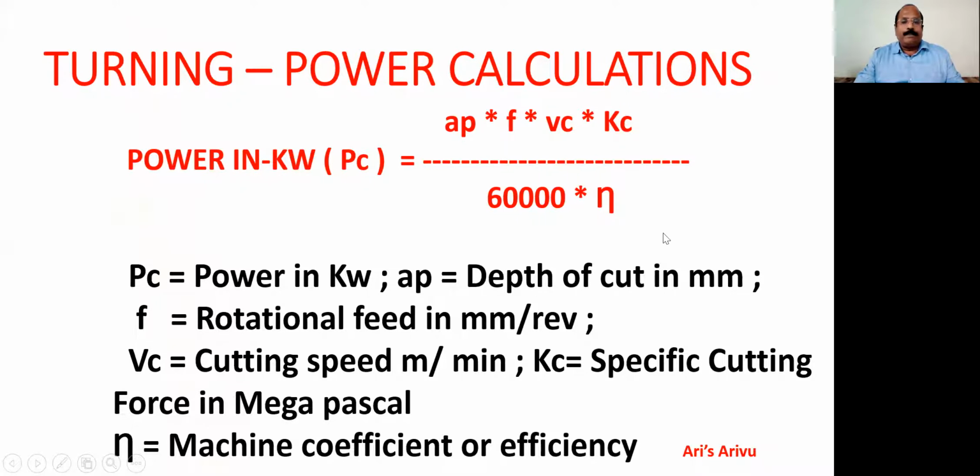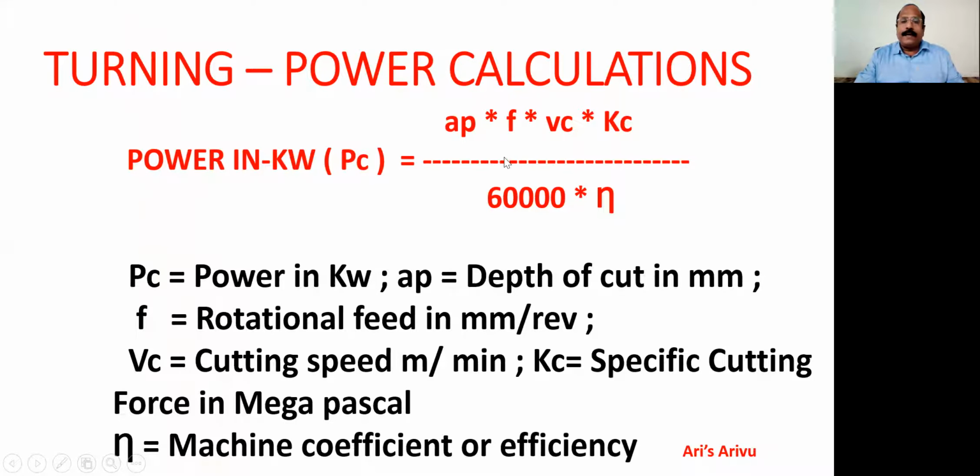Now let us come to power calculation. Power in kilowatt. Okay. Now this is the depth of cut, and this is the feed, sorry, mm per revolution feed, and this is the cutting speed, and this is the material factor for specific cutting force, Kc, which is in megapascal, divided by 60,000 into N. So this is a fundamental formula we have to understand.